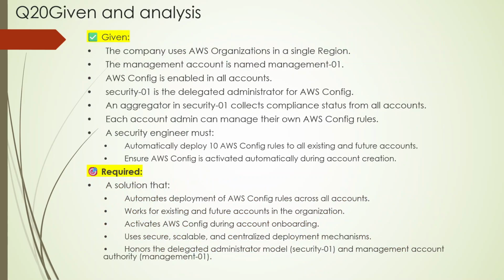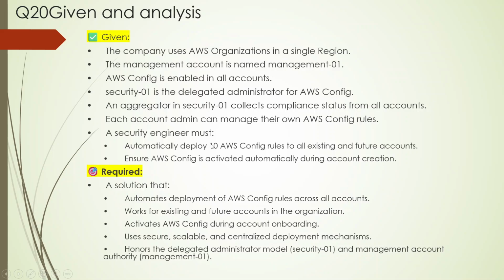Question number 20, last question for this set. Given the company uses AWS Organizations in a single region, the management account is named Management 01, AWS Config is enabled in all accounts, and Security 01. So we have two accounts, Management 01 and Security 01. Security 01 is the delegated administrator for AWS Config. An aggregator in Security 01 collects compliance status from all accounts. Each account admin can maintain their own AWS Config rules.